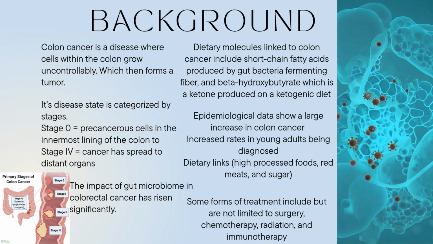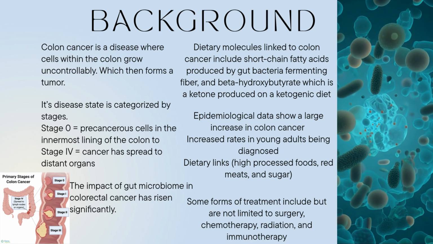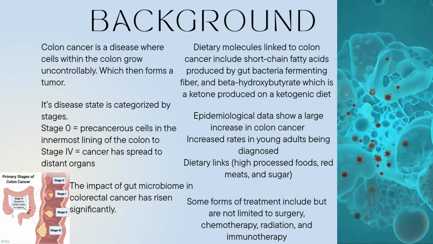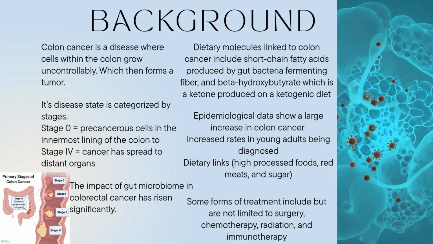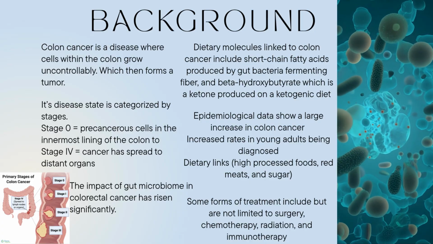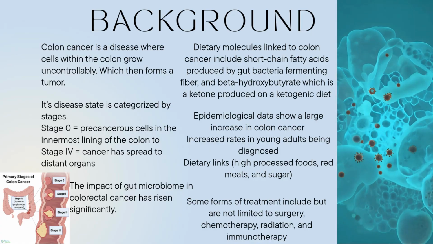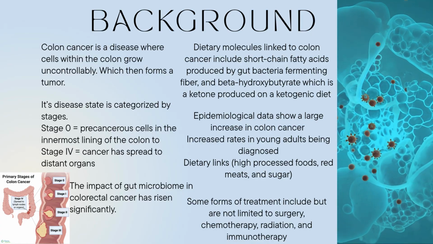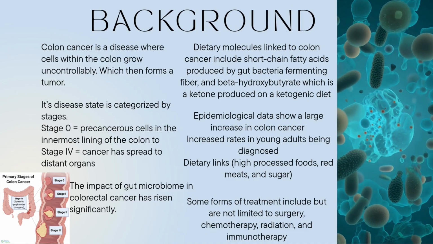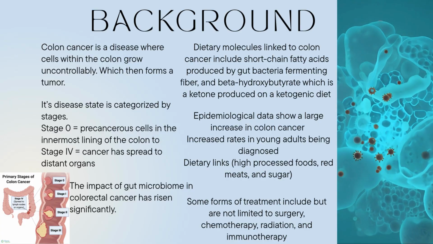Dietary molecules linked to colon cancer include short-chain fatty acids produced by gut bacteria fermenting fiber and beta-hydroxybutyrate, which is a ketone produced in a ketogenic diet. Epidemiological data shows a large increase in colon cancer, increased rates in young adults being diagnosed, and dietary links: high processed foods, red meats, and sugar. Some forms of treatment include, but are not limited to, surgery, chemotherapy, radiation, and immunotherapy.